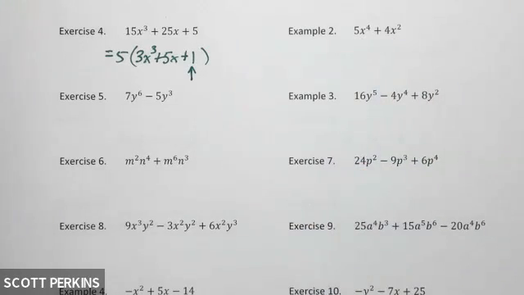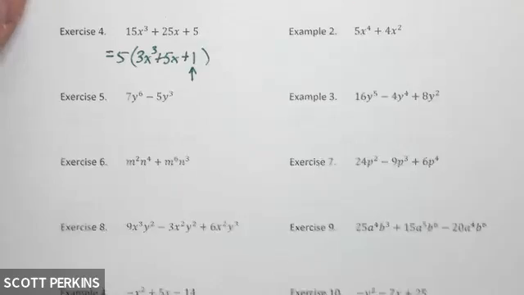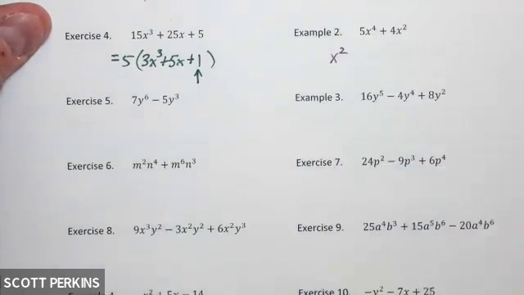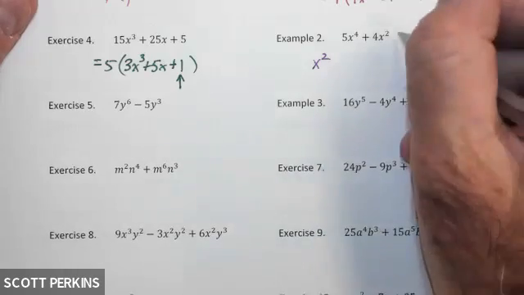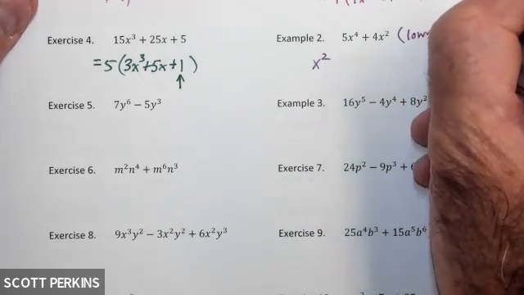So if I'm going to take an equal number of x's from each, how many are they each going to donate? 2. So I'm going to take out x squared. So in general, if you're looking for just a nice little quick rule to follow, you always take out the lowest power.